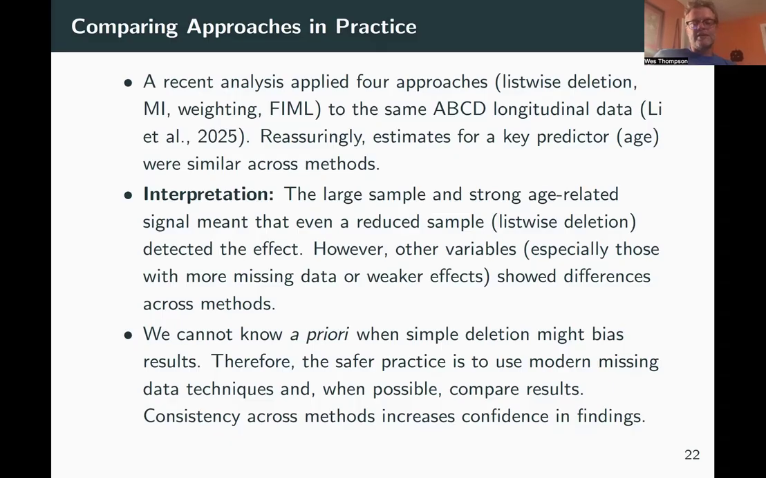So again, the issue is we don't know a priori when simple deletion might bias results. It doesn't seem to be the case in the examples that we did that it does. But again, it doesn't mean that it always won't. There's probably going to be cases where listwise deletion will actually result in bias that is not defensible.